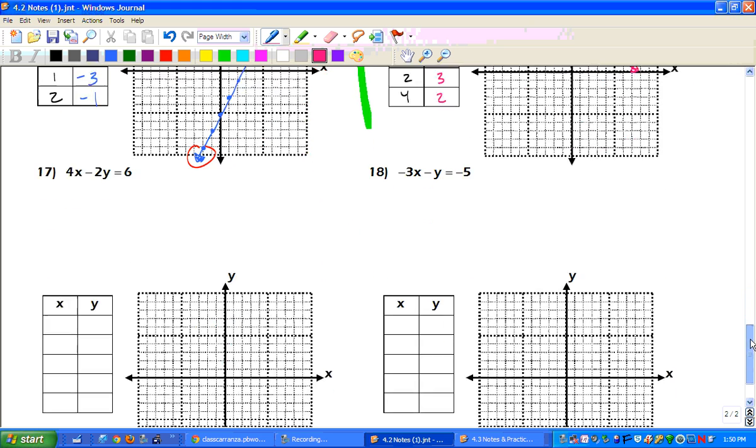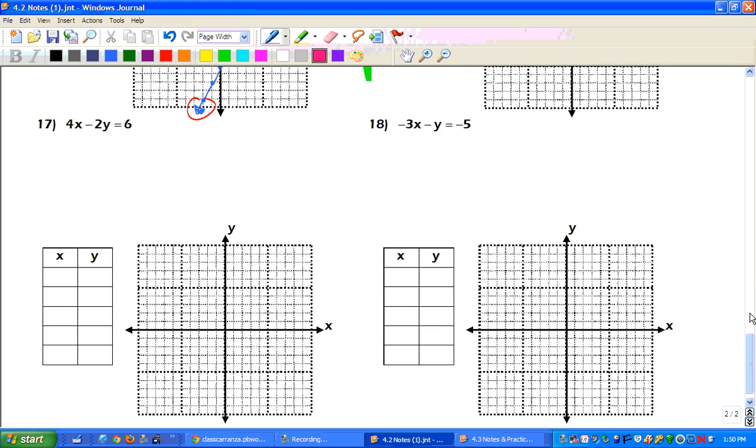Okay. All right. Now for 17, we'll do the first part together because, is the y by itself? No. So that's what we have to do. So I'm going to subtract the 4x from both sides. And you get negative 2y equals negative 4x, and that's a positive 6. We have to divide by negative 2, and we get y equals 2x minus 3.